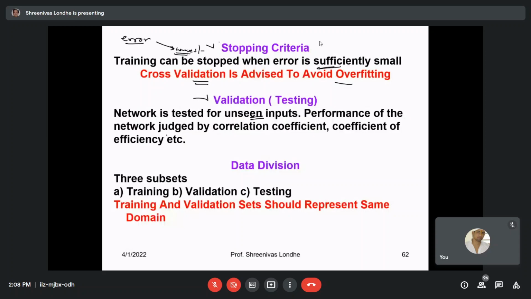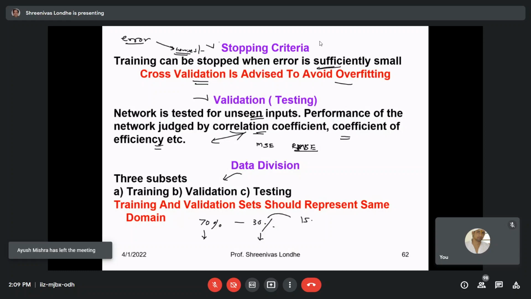These error measures you can use to judge the performance. Traditional error measures, MSE, mean squared error, or RMSE, root mean squared error. These can be used to judge the performance of your developed model. Generally, data division is done in three sets: training, validation, and testing data set. And 70% of data should be utilized for training your neural network, and 30% should be used for the testing. Out of that 30%, 15% should be for the validation, and 15% should be for the testing one. Likewise, data division, these are advisable.